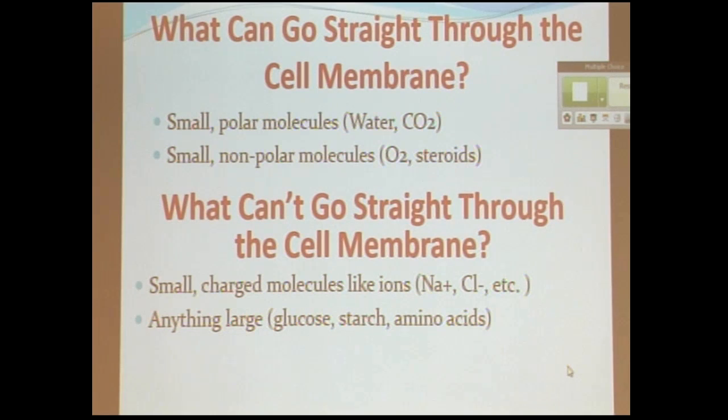All right, so what can go straight through? Small polar things, which means they're slightly charged, but not very, very charged, not fully charged. Things like water is small and polar, carbon dioxide. Also, something that's small and nonpolar, or uncharged, completely uncharged, like O2. Your steroid hormones are also small and nonpolar.